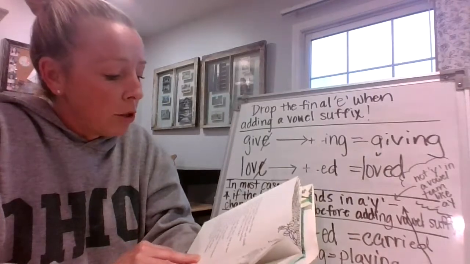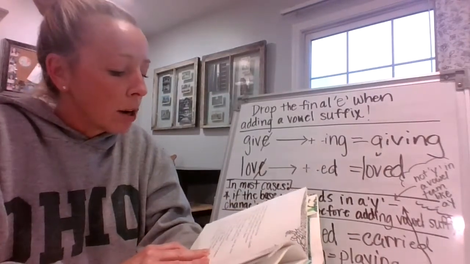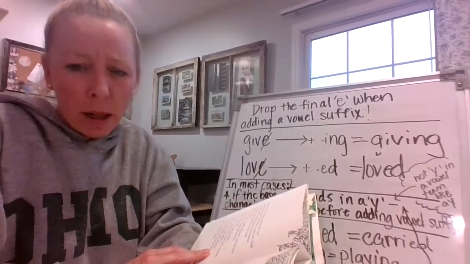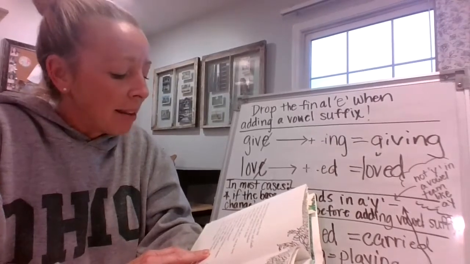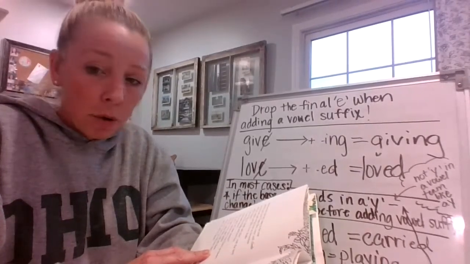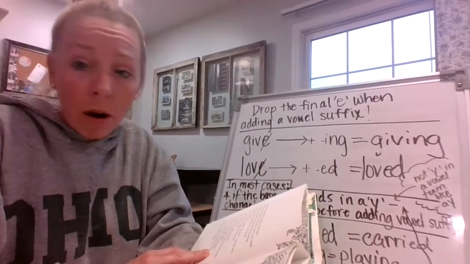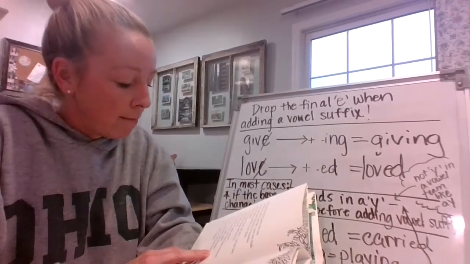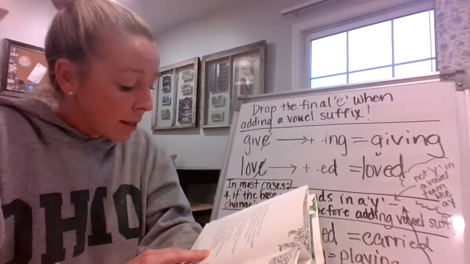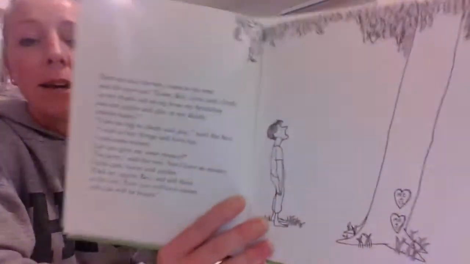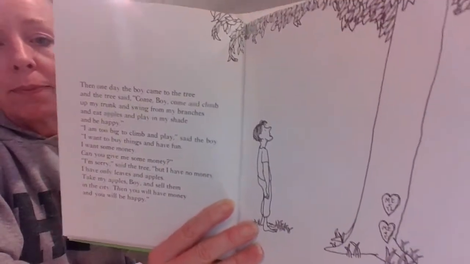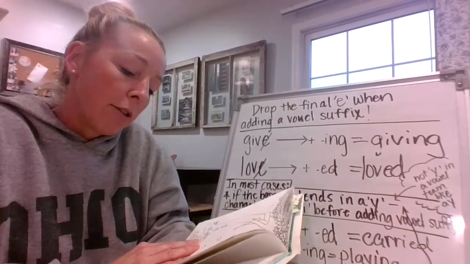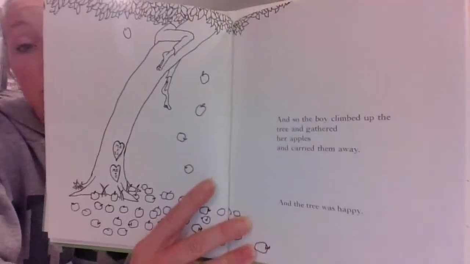Then one day the boy came to the tree, and the tree said, "Come, boy, come and climb up my trunk and swing from my branches and eat apples and play in my shade and be happy." "I am too big to climb and play," said the boy. "I want to buy things and have fun. I want some money. Can you give me some money?" "I'm sorry," said the tree, "but I have no money. I have only leaves and apples. Take my apples, boy, and sell them in the city. Then you will have money and you will be happy." And so the boy climbed up the tree and gathered her apples and carried them away. And the tree was happy.